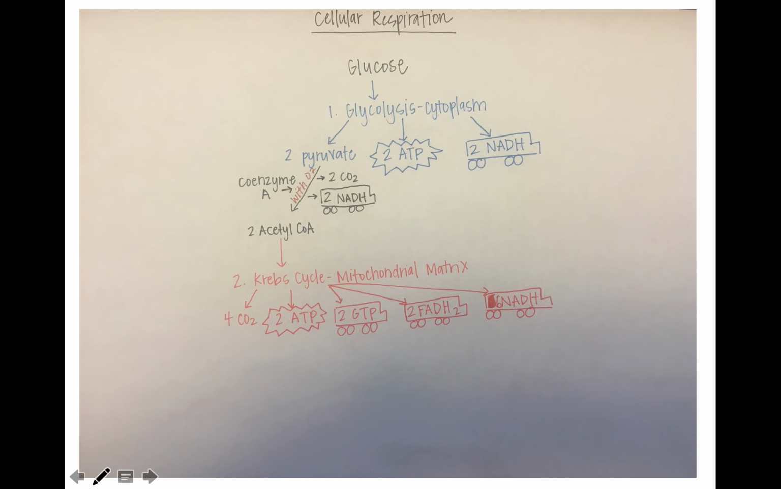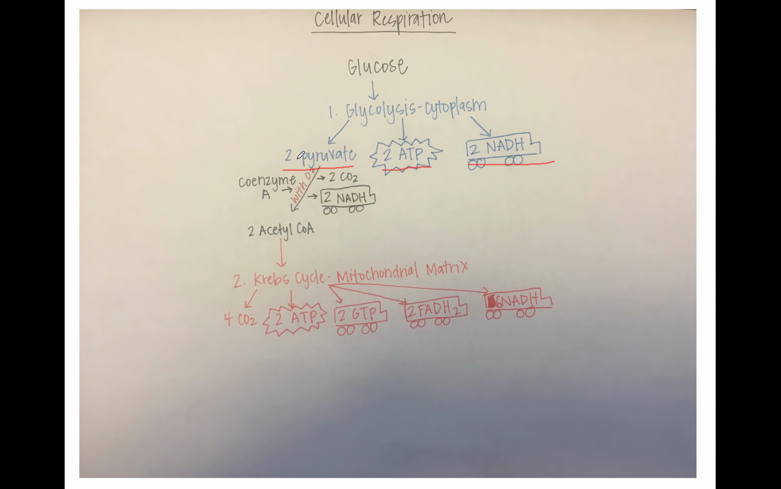Out of glycolysis, we are going to get a couple molecules. We get two pyruvates, two ATPs, and two NADHs. Remember, NADH is just a high energy carrier molecule, and these NADHs are going to come into play later when we get to the electron transport chain.